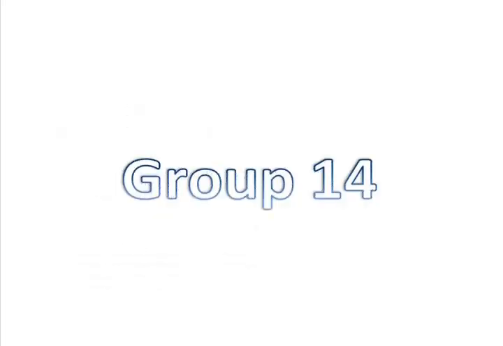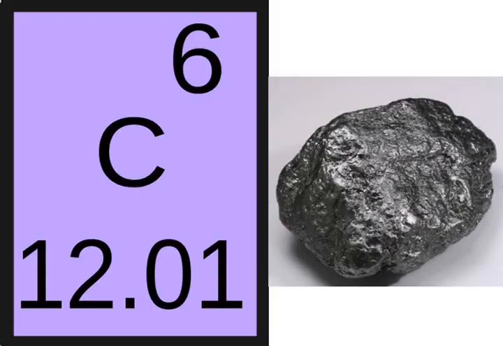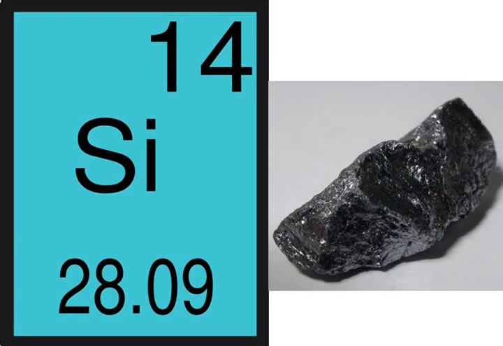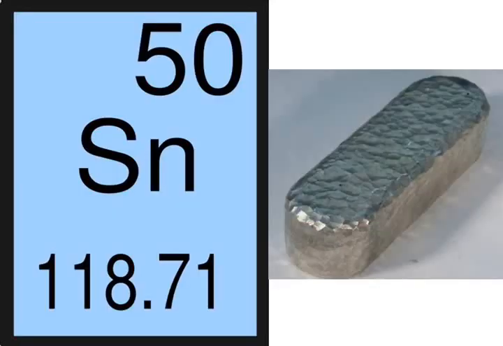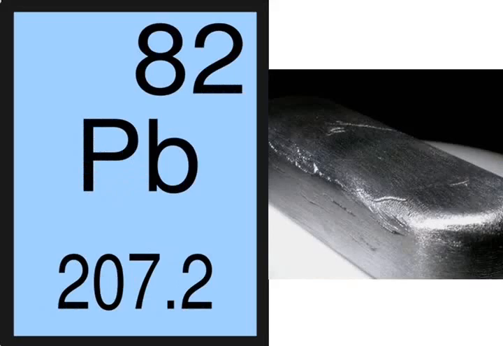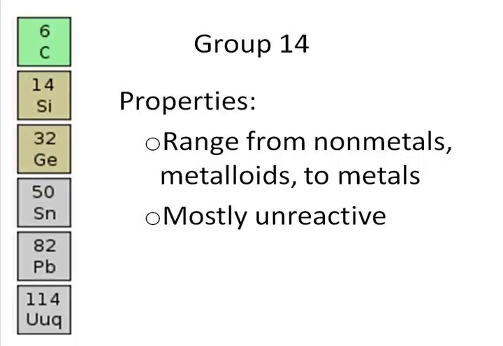Group 14 consists of carbon, silicon, germanium, tin, lead, and ununquadium. This group is diverse in that the states range from nonmetals to metalloids to metals. They all have an oxidation number of 4, but a few also have an oxidation number of 2. The elements are not very reactive.